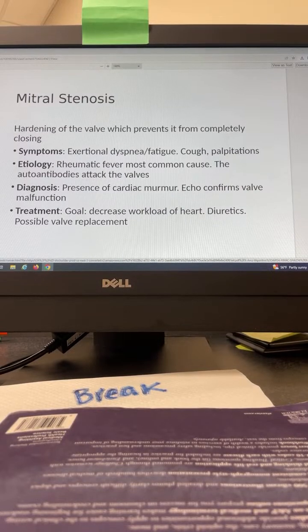An echocardiogram can also show, live, that those valves are malfunctioning. So you can see how the valves are working with an echocardiogram, seeing it in live action. Treatment for this is, again, going to be to help decrease the workload of the heart. So diuretics will help to give those valves a little bit of a break, and then possible valve replacement if they're not going to fix themselves.